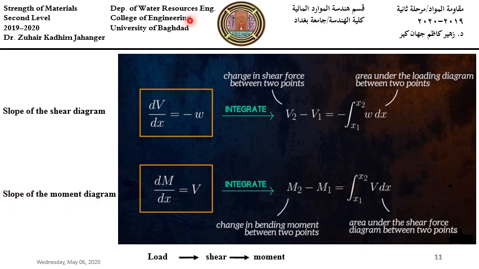So the slope and the shape of the shear force diagram are determined by the corresponding load intensity. The slope of the shear diagram is related to the load intensity, and the slope of the moment diagram is related to the ordinate of the shear diagram. So from load we calculate shear force, then we calculate the bending moment.